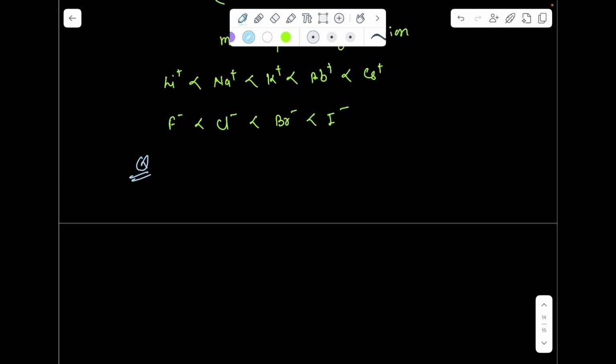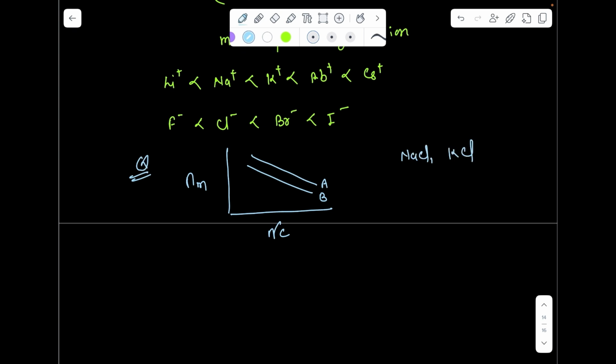So if suppose I draw the diagram of molar conductivity with concentration, and this is the A line and this is the B line, I ask you: among NaCl and KCl, which one belongs to A and which one belongs to B? We can observe that B has lesser molar conductivity compared to A. Molar conductivity is directly proportional to the mobility of the ions. So here KCl would be A and NaCl would be B.